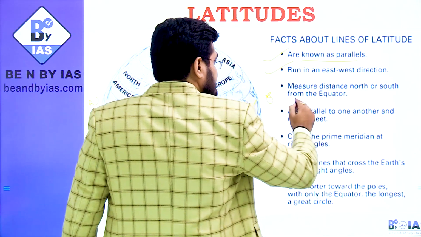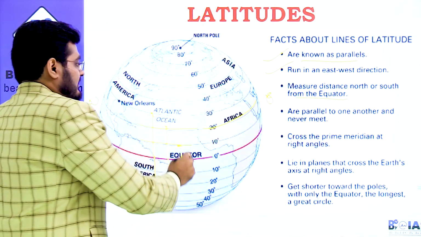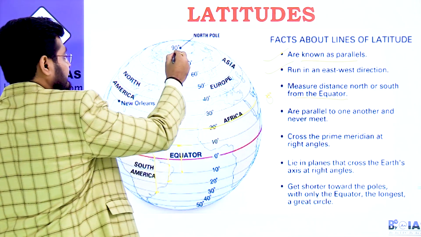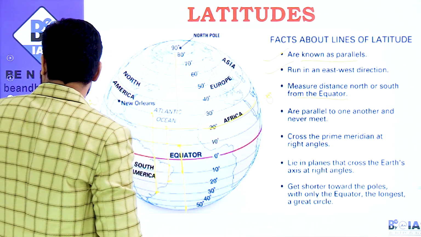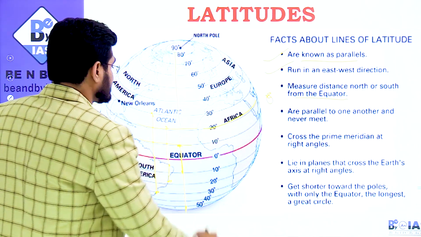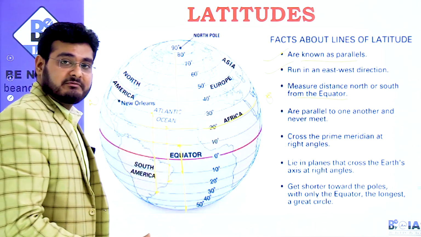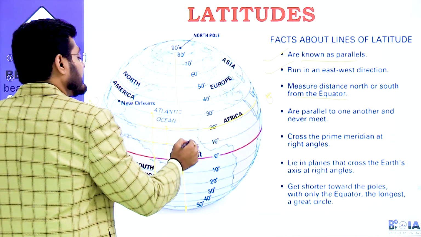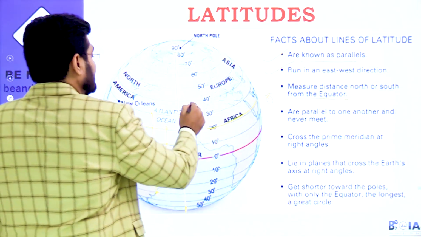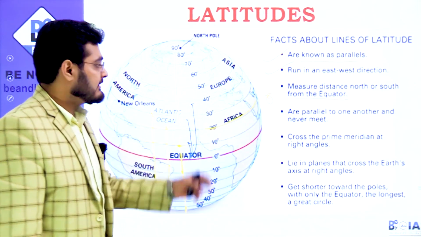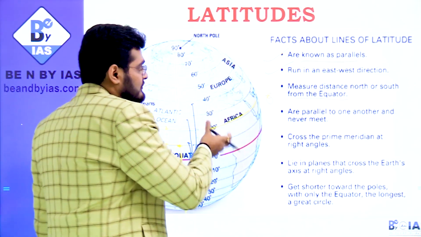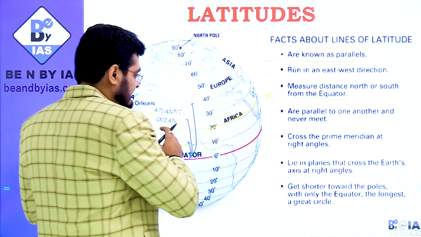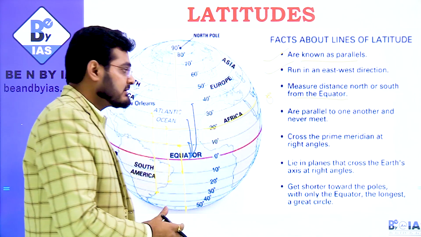They measure distance north or south from the equator. How do they measure distance north to south of the equator? This is your north, this is your south. We are measuring the distance here, and this distance is in degrees, definitely. So 10 degrees north, 22.5 degrees north, 35 degrees north. This is how we calculate the distance. And as I've told, they are always parallel and they never meet. That is why the places that are on 10 degrees will always be on 10 degrees only.